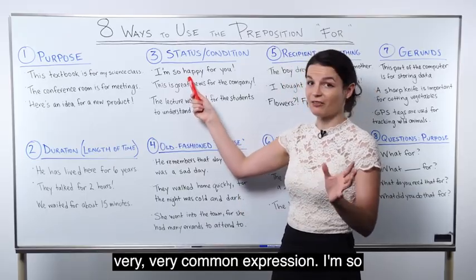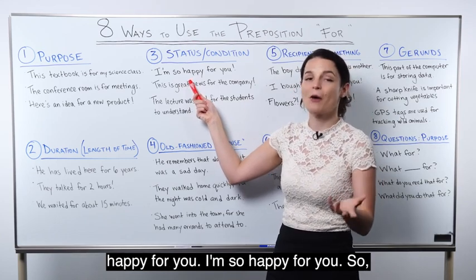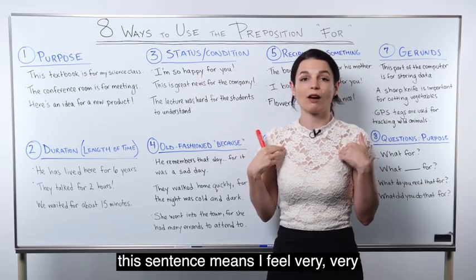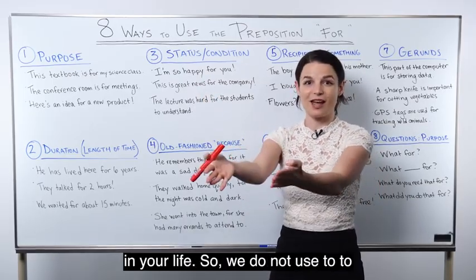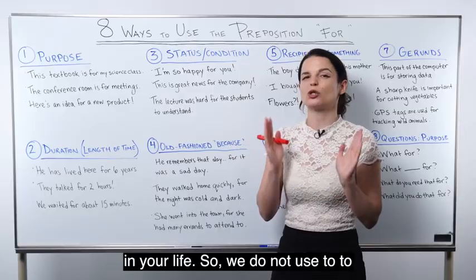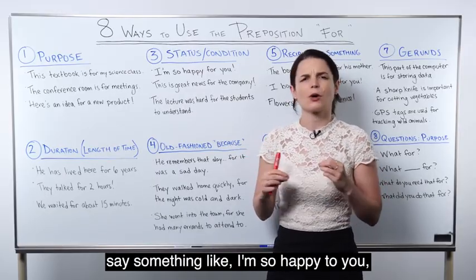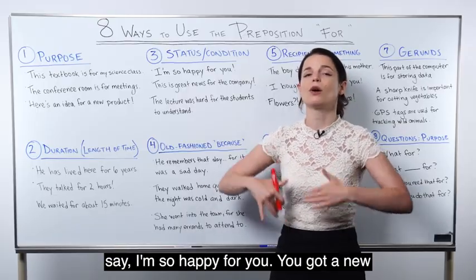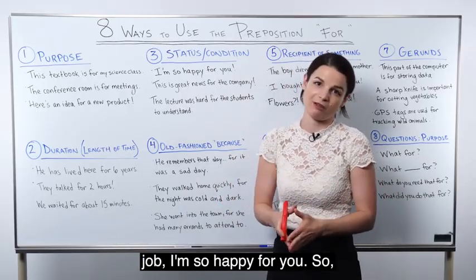First one, very, very common expression. I'm so happy for you. So this sentence means I feel very, very happy because of something that happened in your life. So we do not use to express this. Sometimes I see learners say something like, I'm so happy to you, but we do not express it in this way. We say, I'm so happy for you. You got a new job? I'm so happy for you.